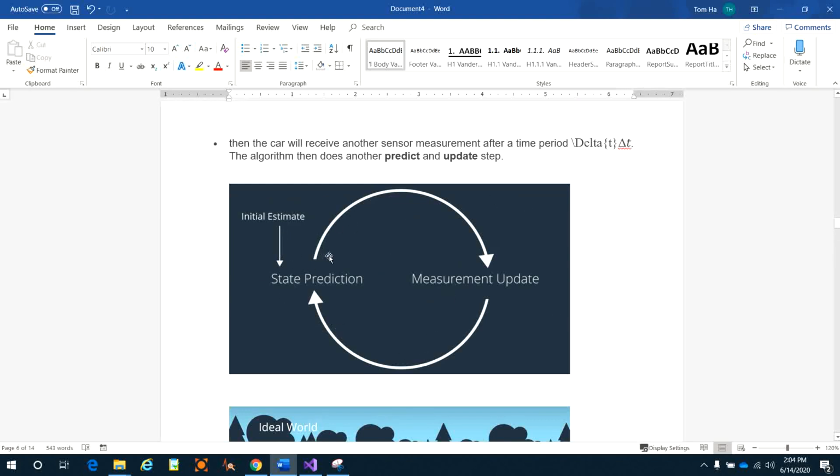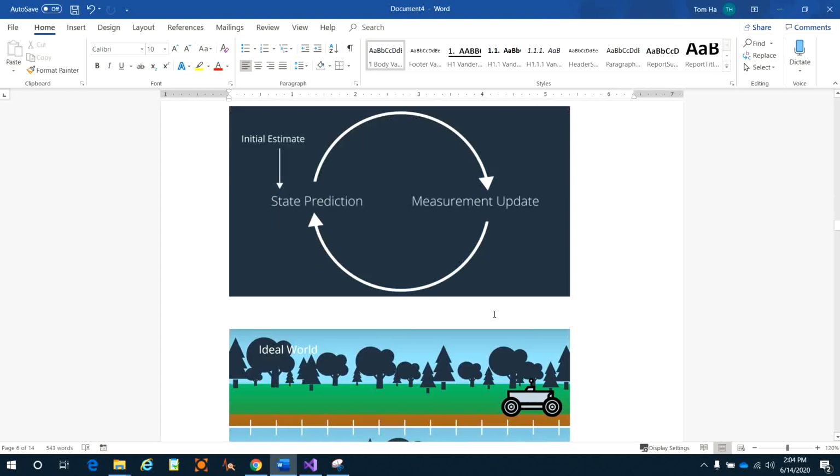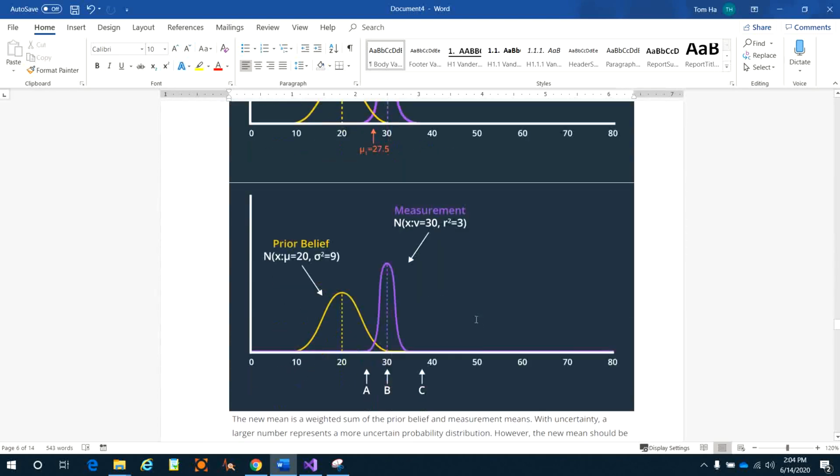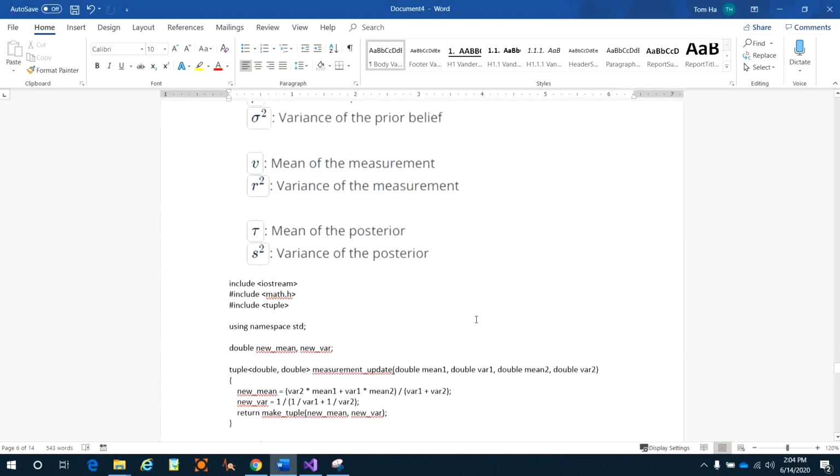Kalman filters, we do this one again. The first time we start this cycle, we start from the state prediction, but the first time we don't know where the robot is. We don't know, so we give it an initial estimate. Maybe it's wrong, right? But after several measurements, the value converges and gets corrected. So for example, the initial value right here.